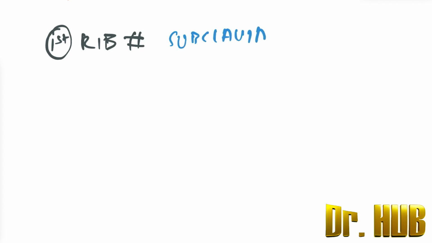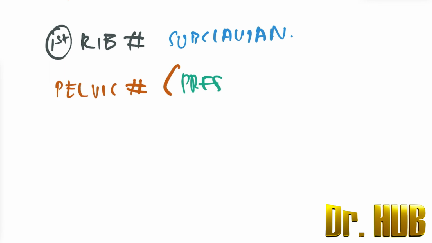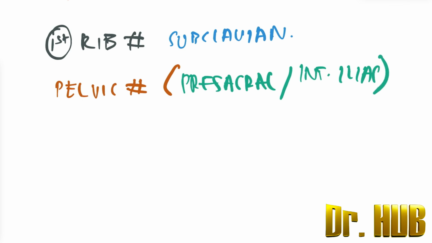Next we move on to the first rib fracture. In terms of the first rib fracture, this involves the subclavian vessels. And moving on to the pelvic fracture. Pelvic fracture involves the presacral and the internal iliac vessels.